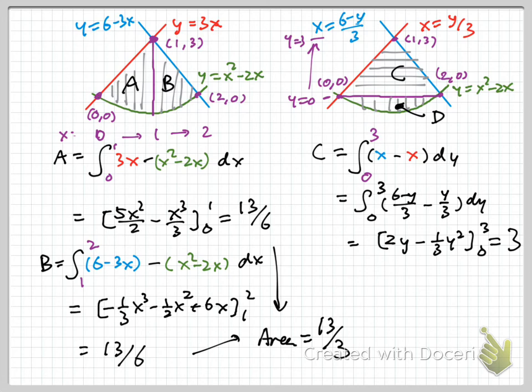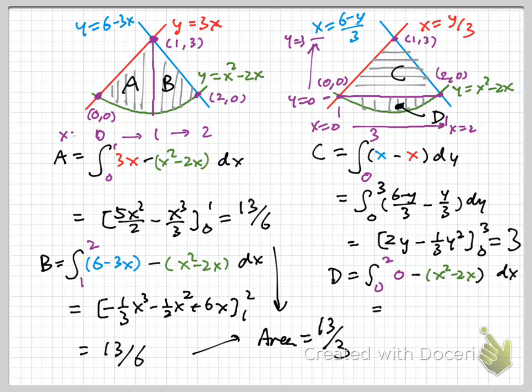Now, for part D, it's not easy to do it with horizontal slicing, so I keep using vertical slicing for D. For D, x will be from 0 all the way to x equals 2. So part D goes like this, from 0 to 2. We have the purple line minus the green line. The purple line is x being 0, and you subtract the green line, which is x squared minus 2x. So we have dx finally.